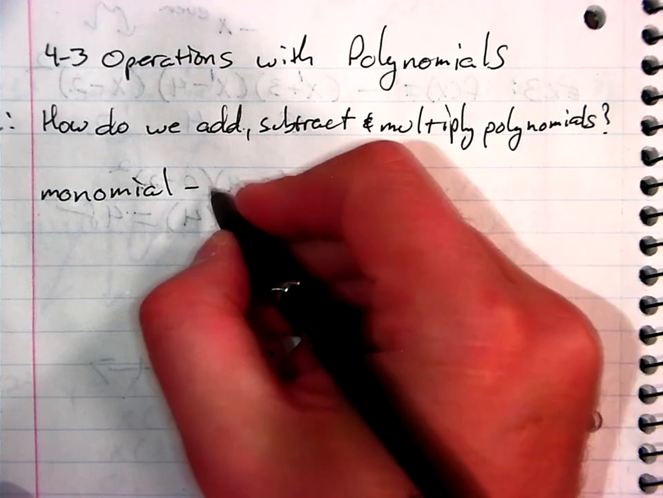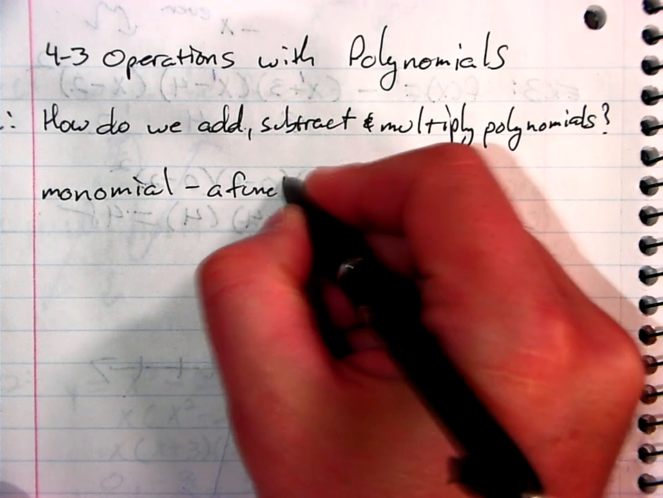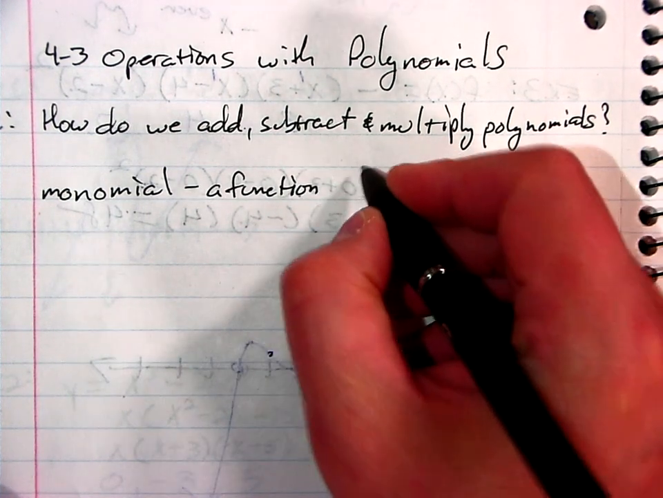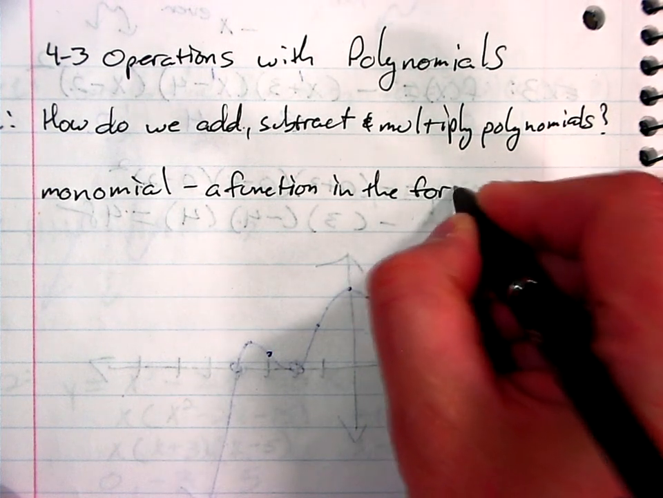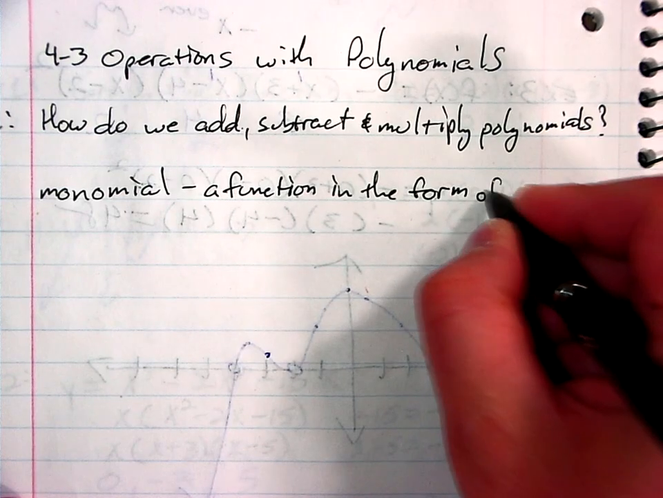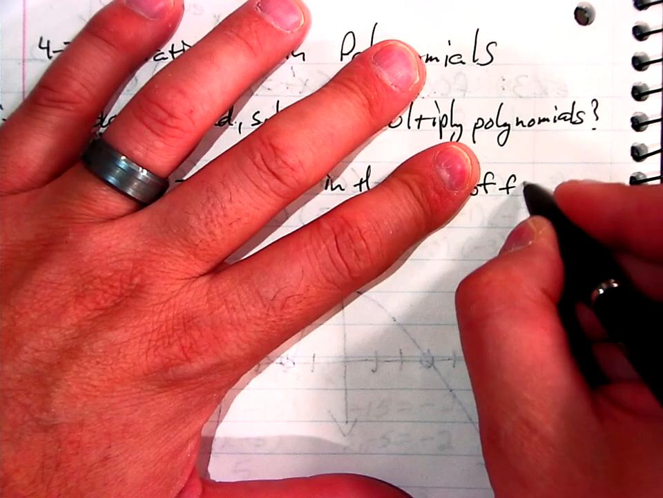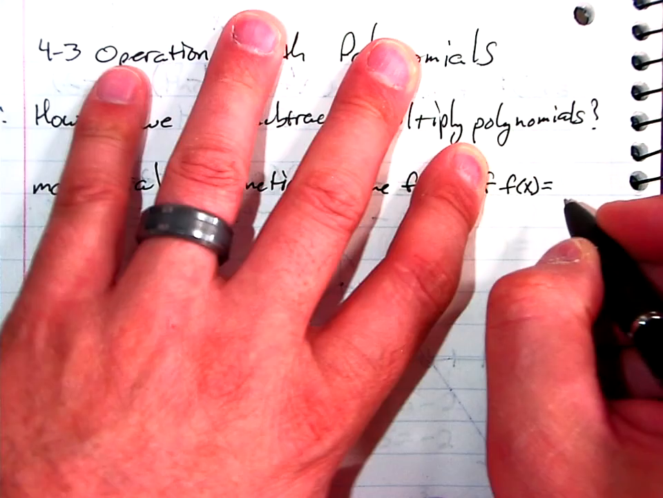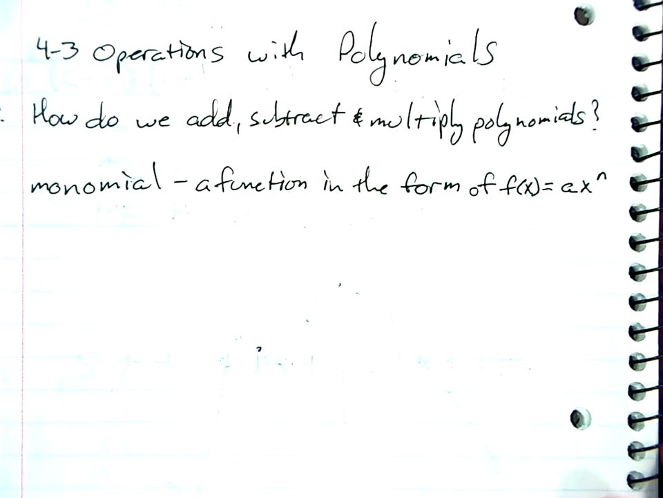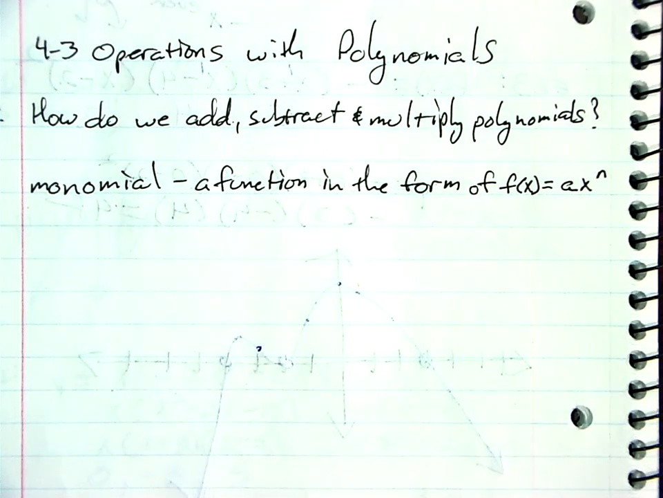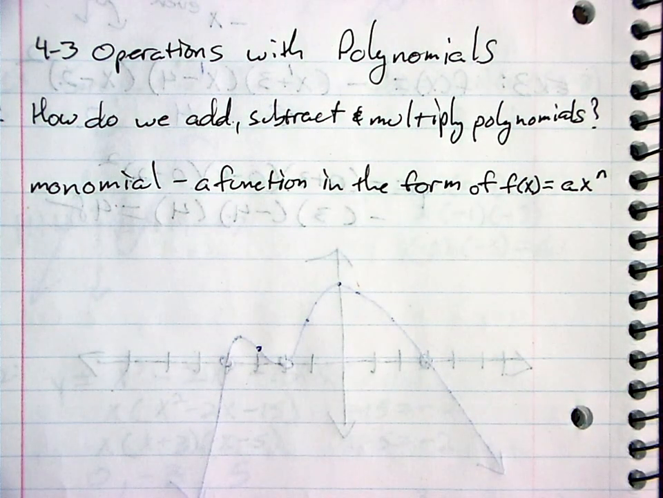Monomial, a function in the form of f of x equals ax raised to the n. So pretty much anything with an exponent is a monomial.